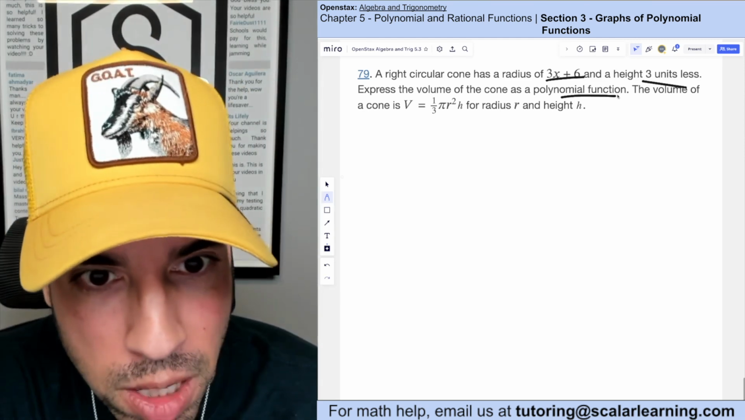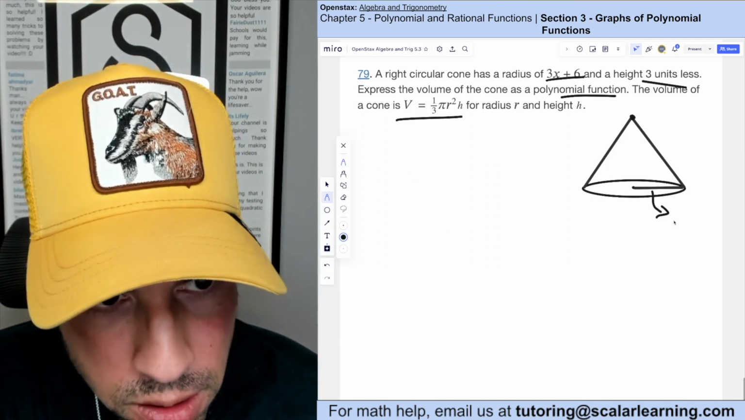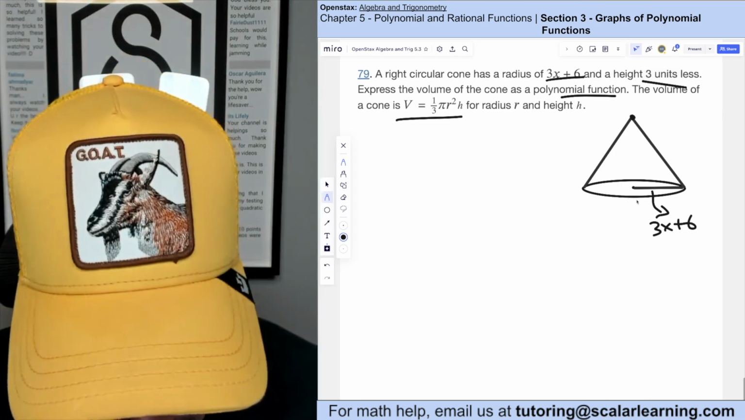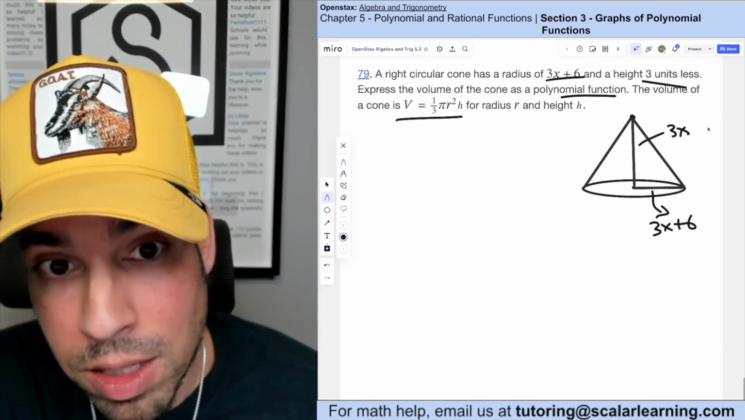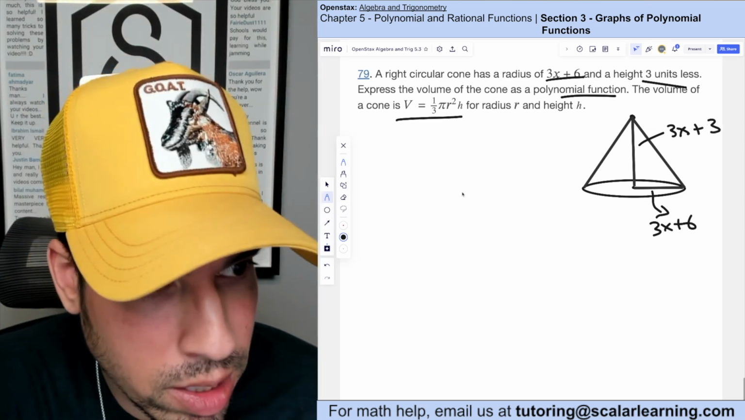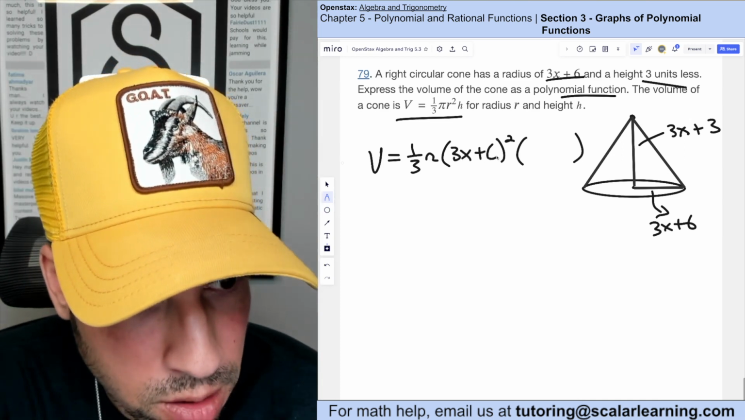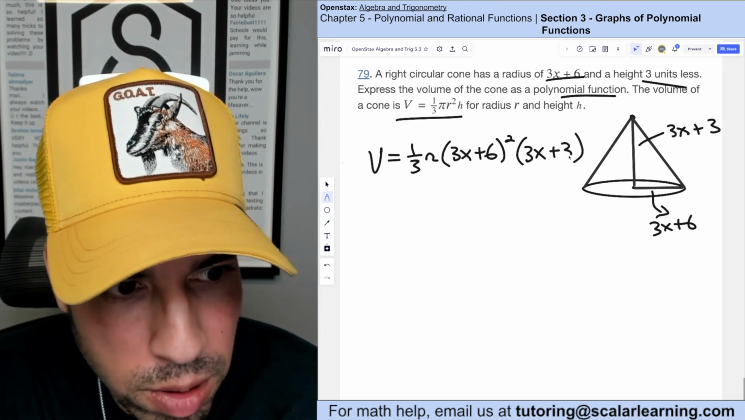A right circular cone has a radius of 3x plus 6 and a height of 3 units less. Express the volume as a polynomial function, and they give us this nice volume formula. So here's our cone, and we're going to say that radius is 3x plus 6. And then it says the height is 3 units less. So 3 units less than this is going to be 3x plus 6 minus 3, which is just 3x plus 3. Now we've got everything we need. Let's plug and chug. So now we're going to plug in that radius right here because the radius is what is being squared. And then we're going to plug in that height, which is 3x plus 3.